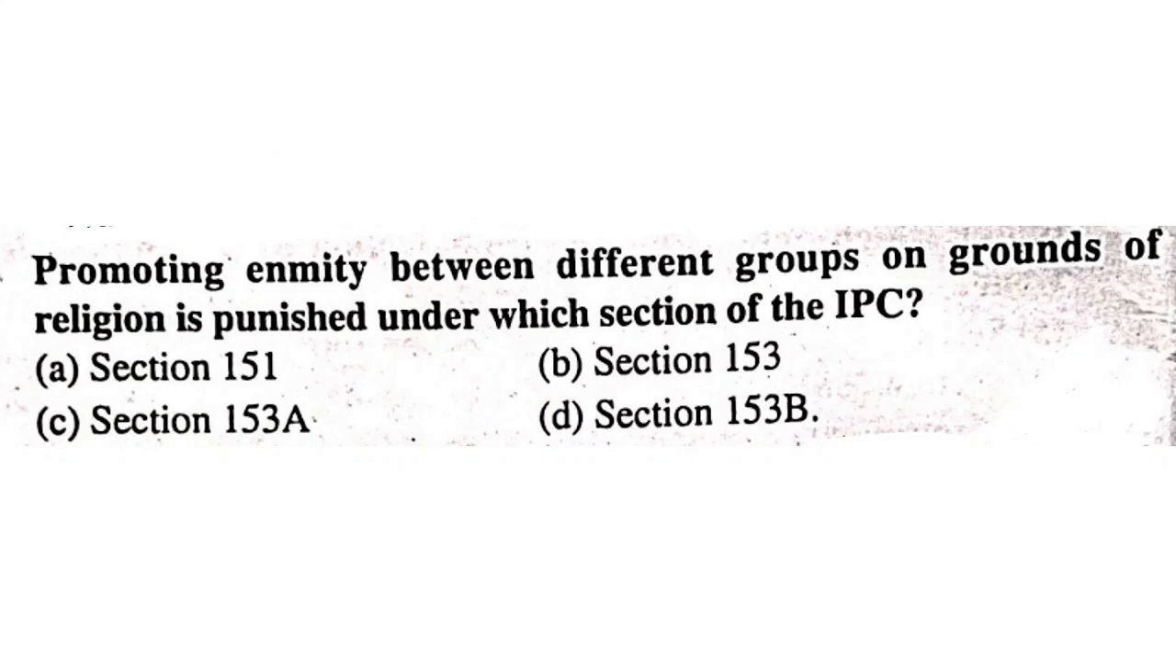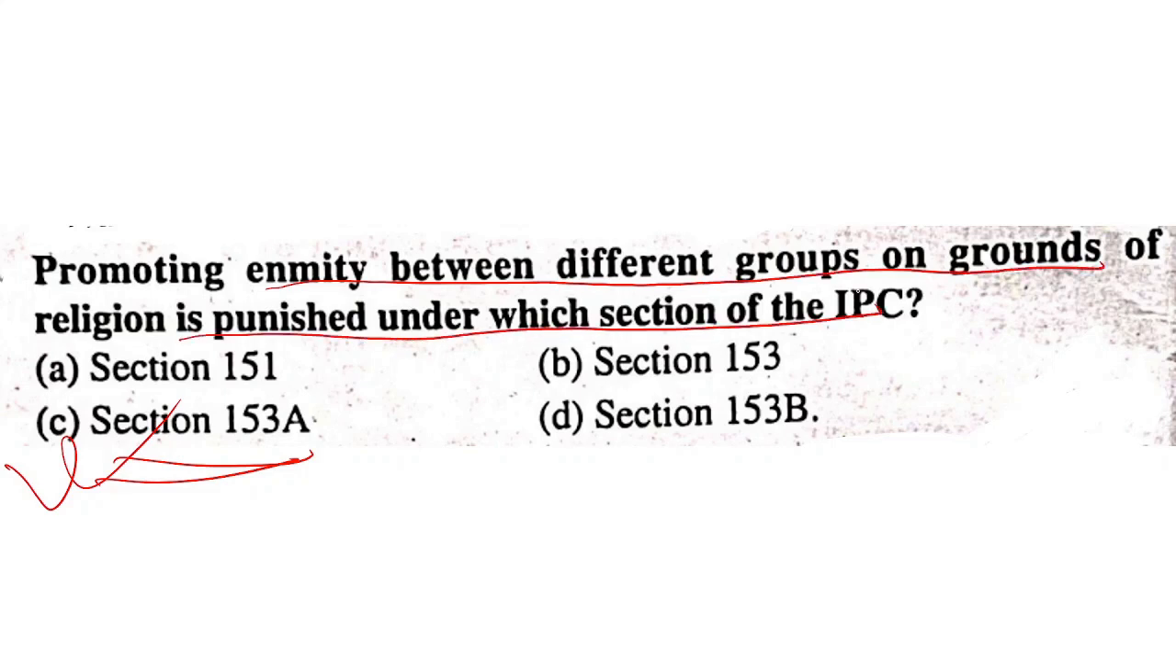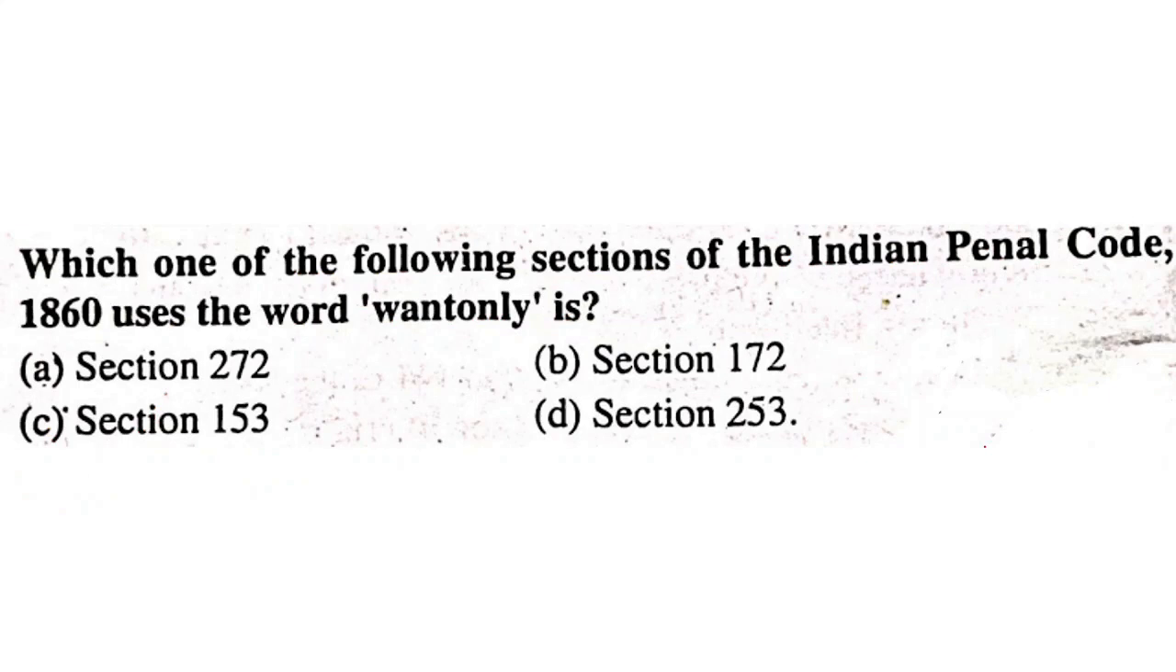Promoting enmity between different groups on grounds of religion is punished under which section of the IPC? It is section 153A. Section 153A.